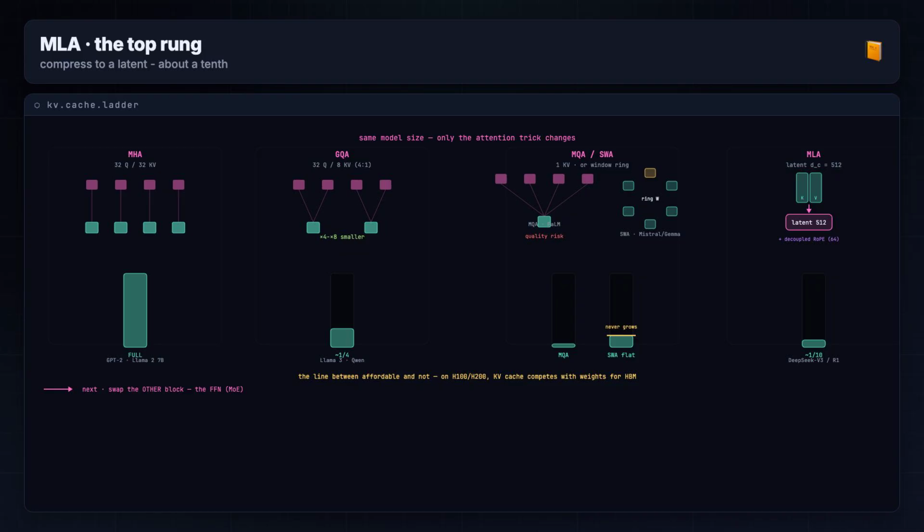But notice, this whole episode shrank attention's memory. Next, we attack the other big block, the little neural net. What if, instead of 1, the model had 256 and only opened a few per word?